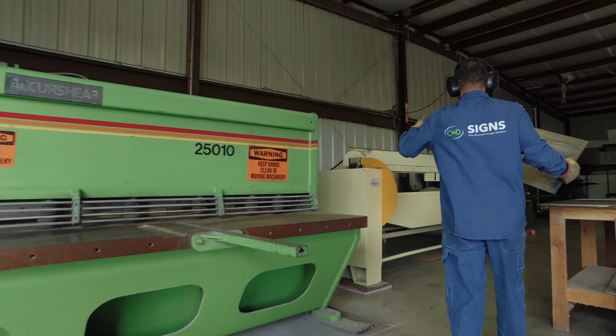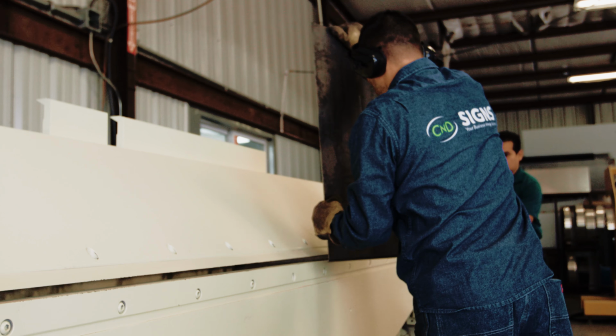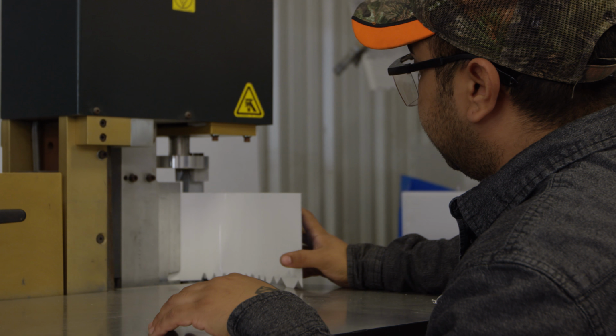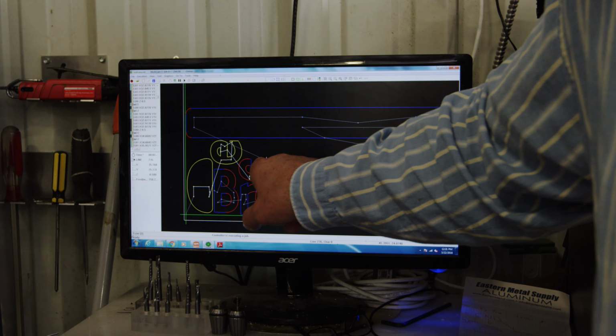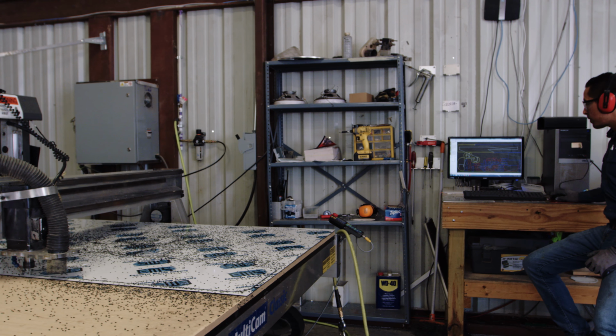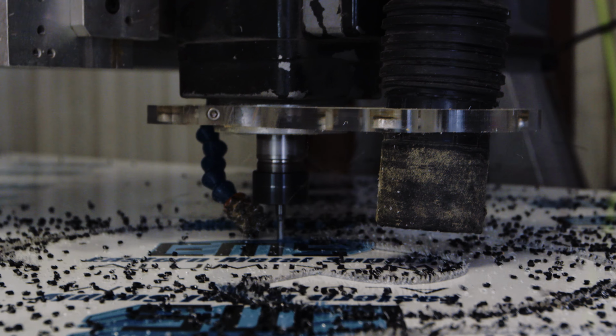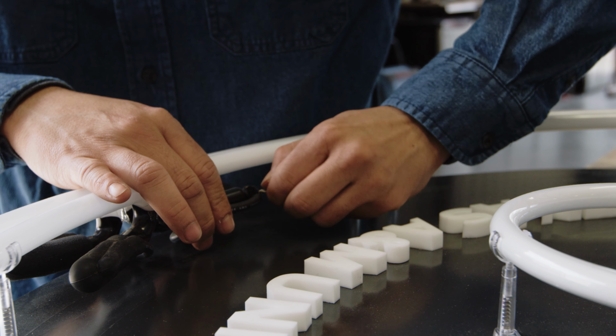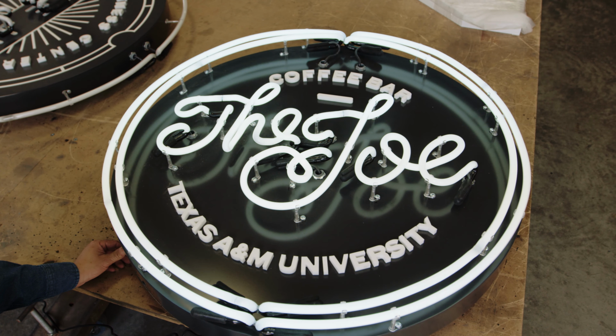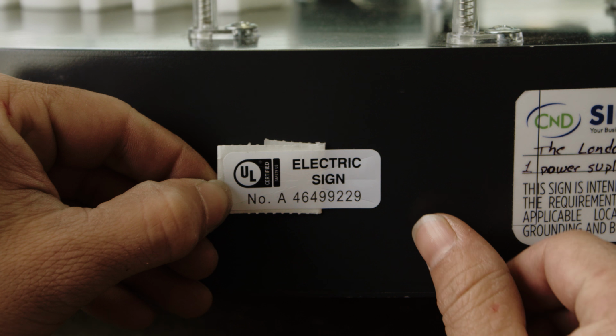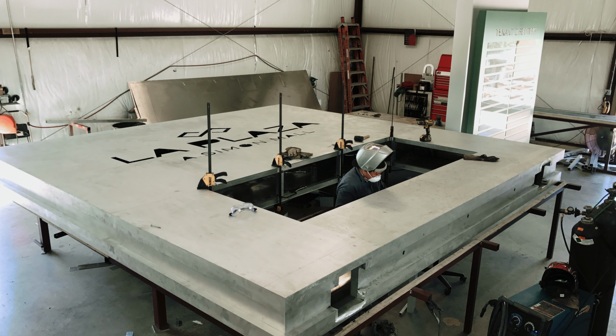By using sophisticated CNC machinery that cuts, forms, and shapes the different types of materials, our master fabricators are always ready for the next challenge. Through meticulous testing and attention to detail, we guarantee our clients' signs are built to their exact specifications.